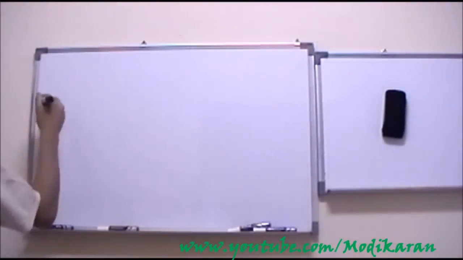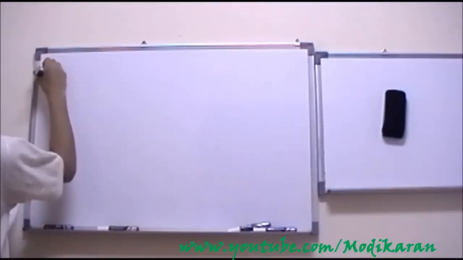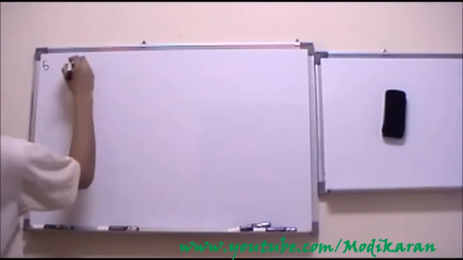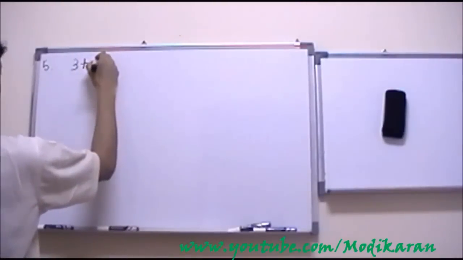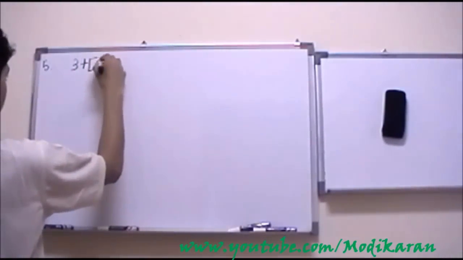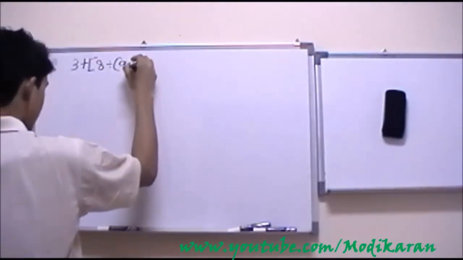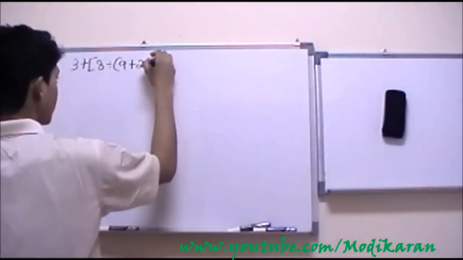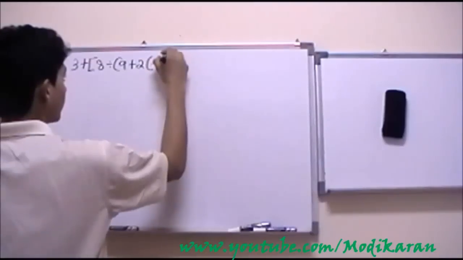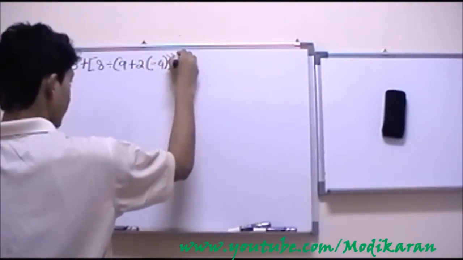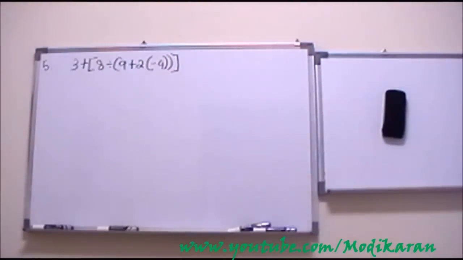Now this one is going to be really hard, well, it's not really hard, but when you look at it, it just confuses people. So we were on the fifth, our last one. So 3 plus bracket 8 divided by 9 plus 2 bracket -4 close bracket close bracket close bracket. Okay, so how are you going to solve this equation over here?